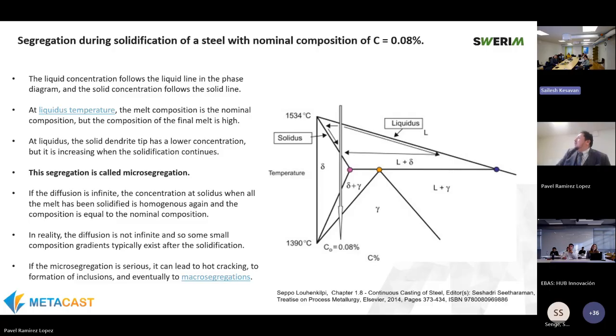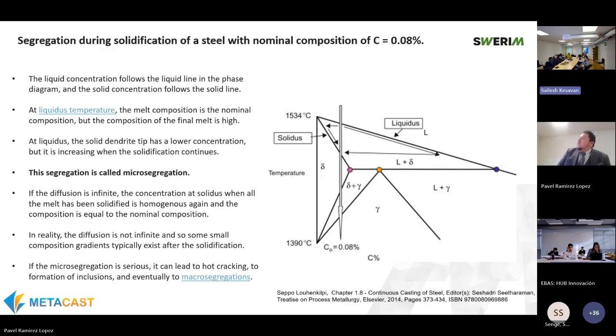You follow, for example, here the liquid concentration. We know that we follow the liquidus line. We had an entire phase diagram session last time. In the phase diagram, the solid concentration follows the solidus line. So at liquidus temperature, the melt composition is the nominal composition, but the composition of the final melt is high. And at the liquidus, the solid dendrite tip has a lower concentration, but it is increasing when the solidification continues. And this is what we call microsegregation.